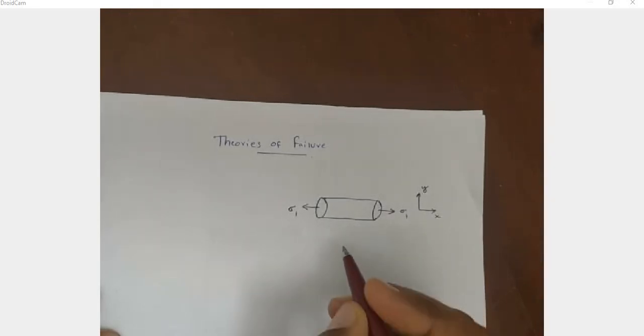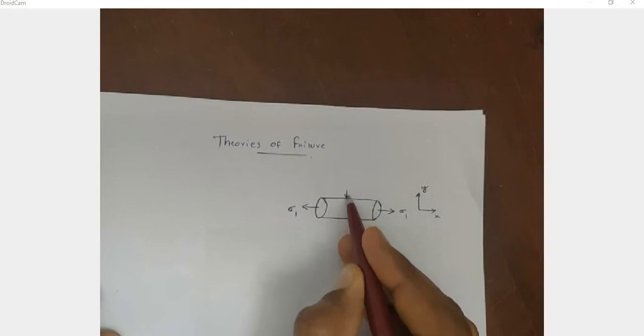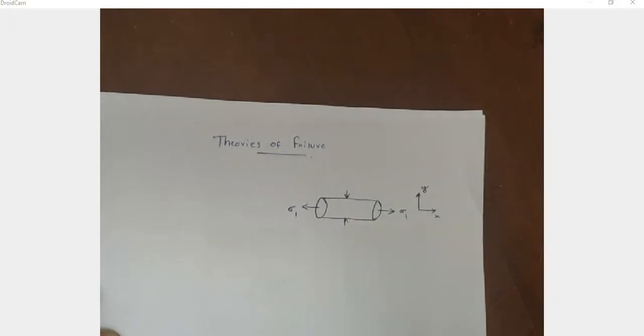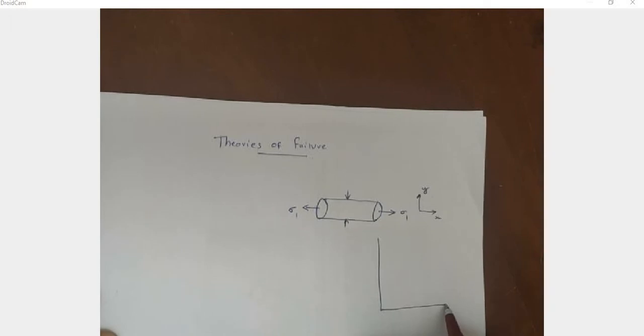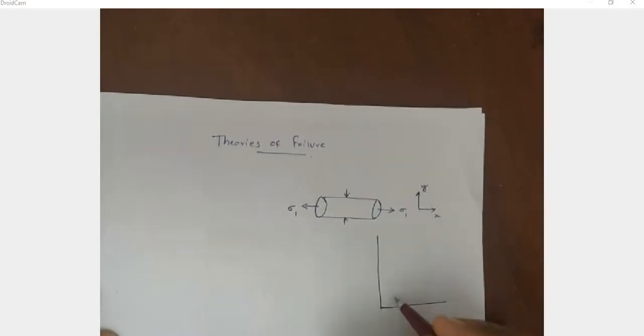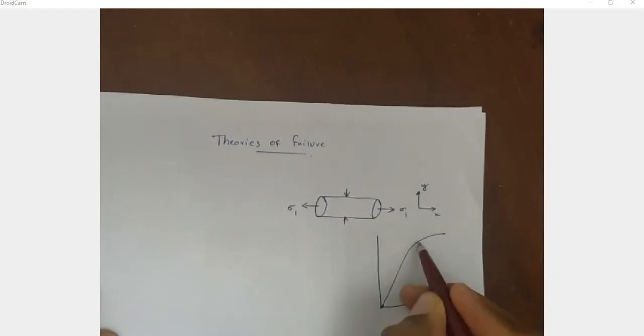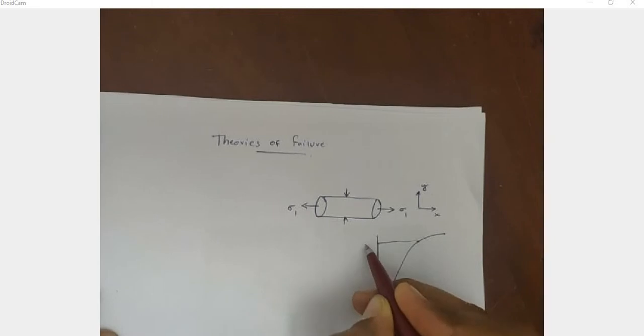So here, to calculate the size of this member, first we need to identify the material. Based on the material, we can draw a stress strain diagram. For example, if it is mild steel or aluminum, then we can draw this ductile material and this is the yield point of that material. This is the strain and this is the stress. From this we can say this point corresponds to the yield point and the corresponding stress is called yield stress.